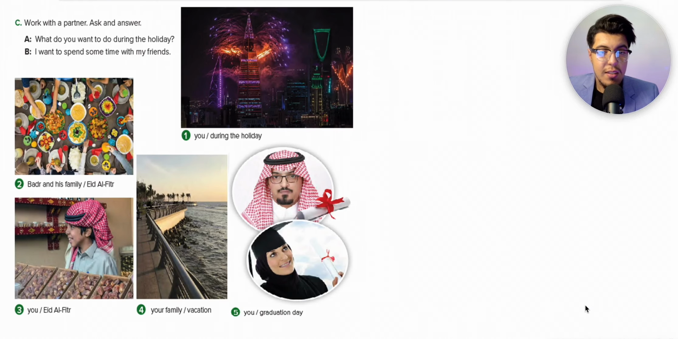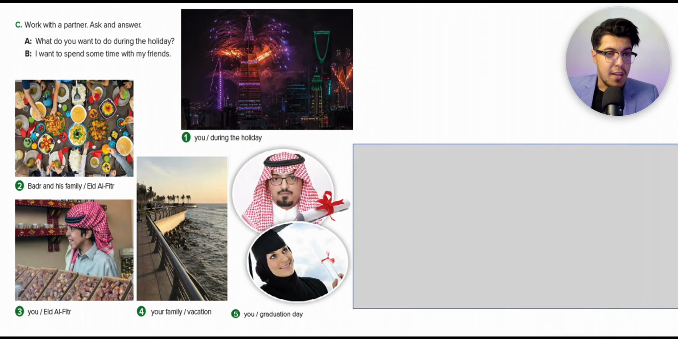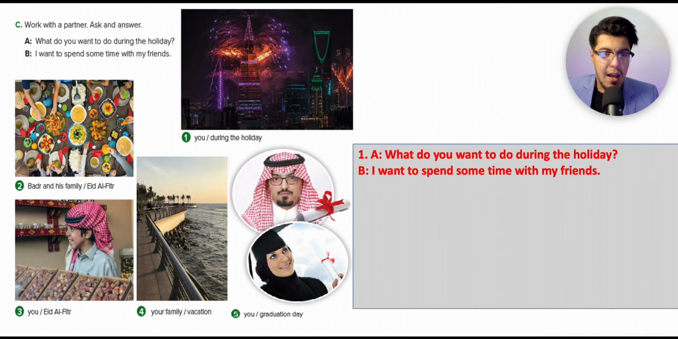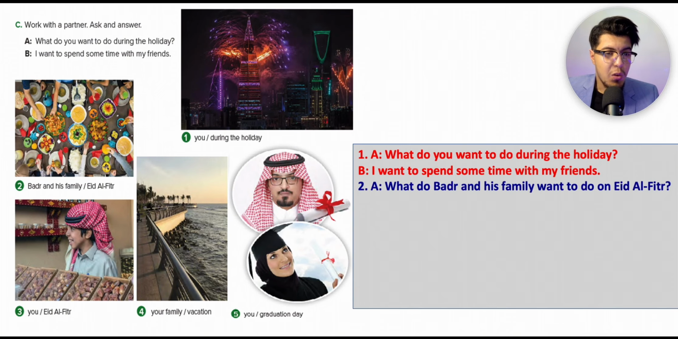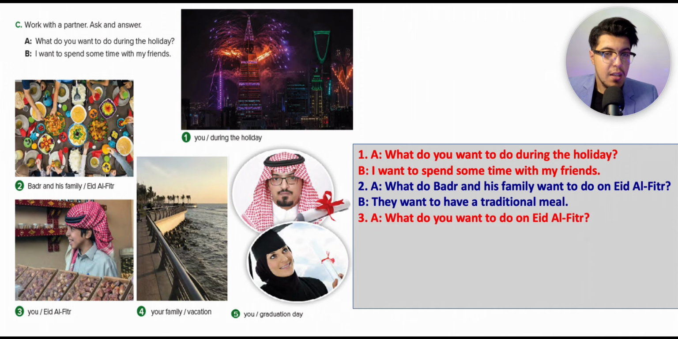And for our class discussion, I want you to make questions and answers about the following pictures. And these are the sample answers. Number 1. What do you want to do during the holiday? I want to spend some time with my friends. Number 2. What do Badr and his family want to do on Eid al-Fitr? They want to have a traditional meal. 3. What do you want to do on Eid al-Fitr? I want to see my cousins, eat dates, and drink tea.